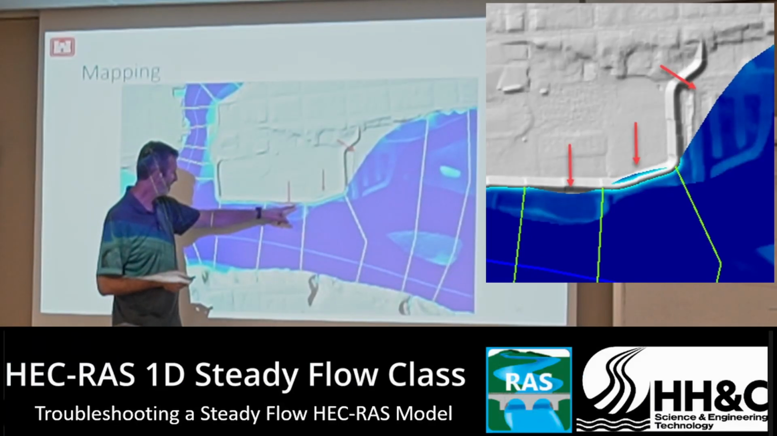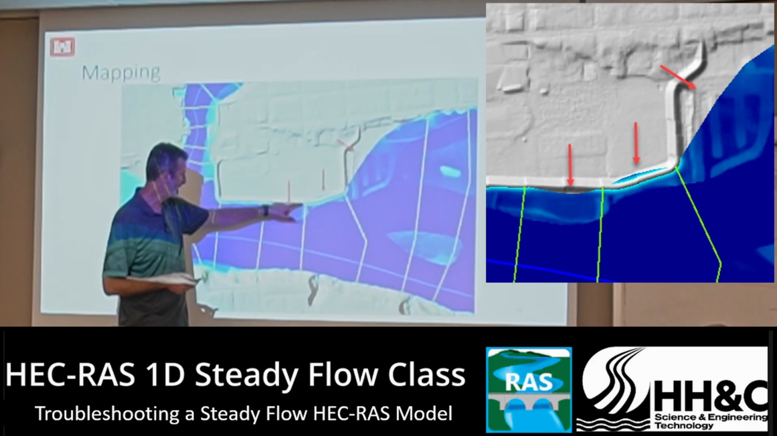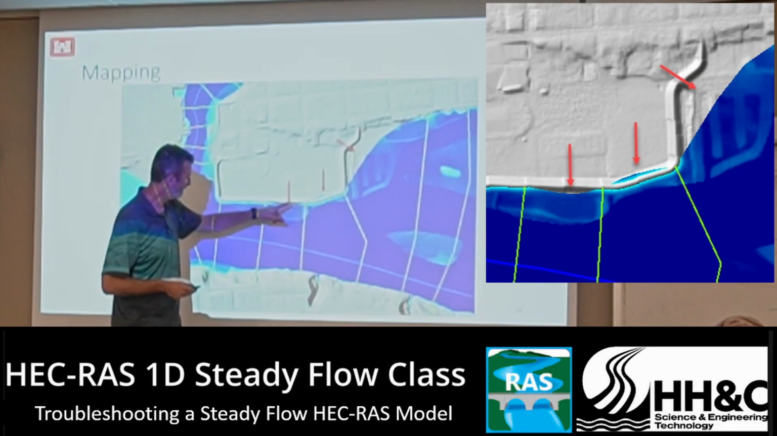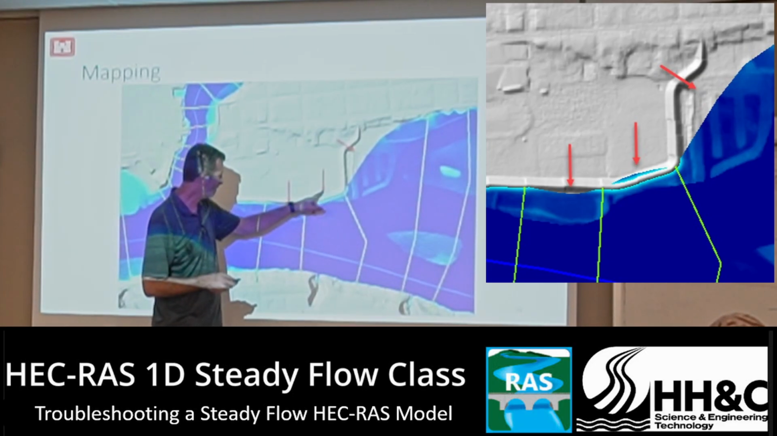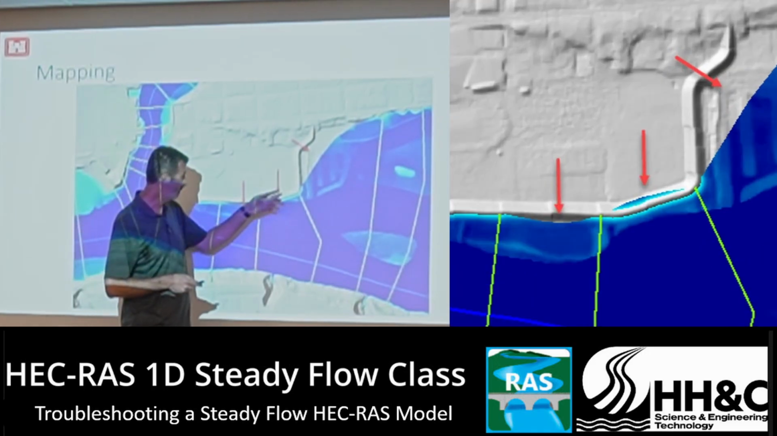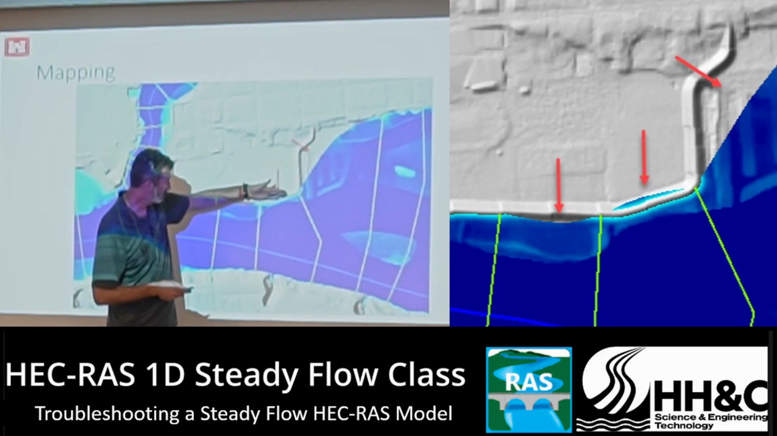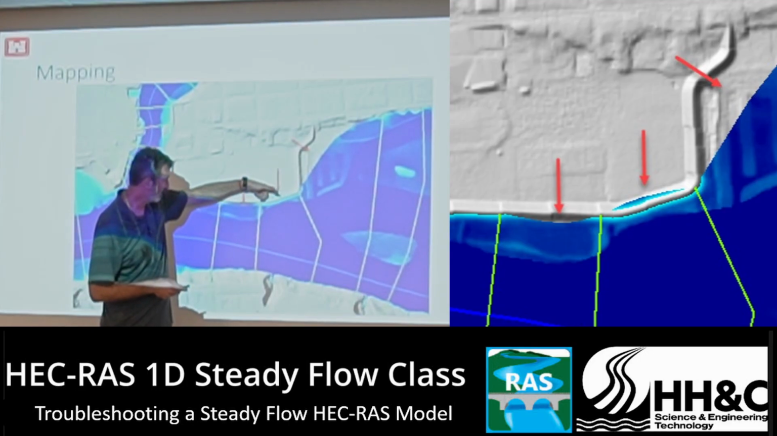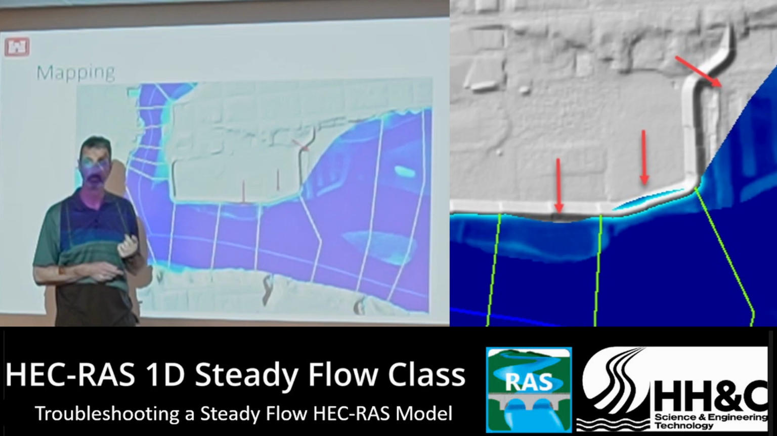So it looks like the edge of the cross section didn't go to the edge of the levee. And in this case, it's showing a little bit of water on the other side of the levee. So what do we do about that? Well, there's a couple things we can do about it. One, we could go in and move the edge line, the mapping edge line, to line up with the top of the levee. That's probably the best solution.